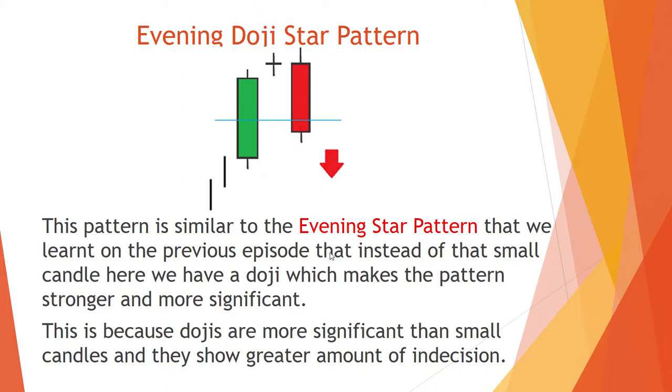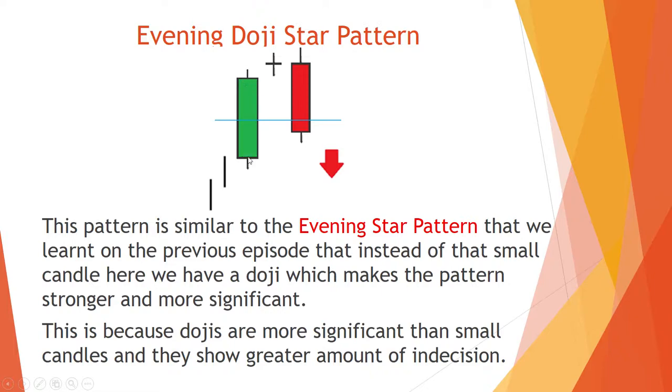But we saw that the evening star is replaced by a doji. That's why we have the evening doji star instead of the evening star. So the only difference between the evening star and the evening doji star pattern is that in the evening doji star pattern we have a doji here, but in the evening star pattern we have a small candlestick here. This is because dojis are more significant than a small candle and they show a great amount of indecision.